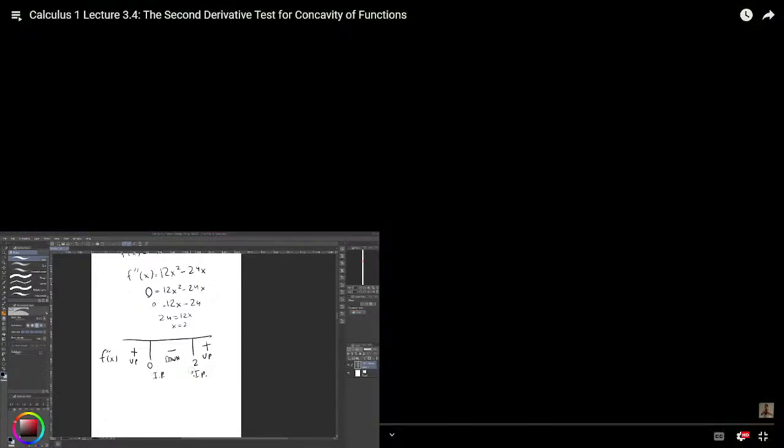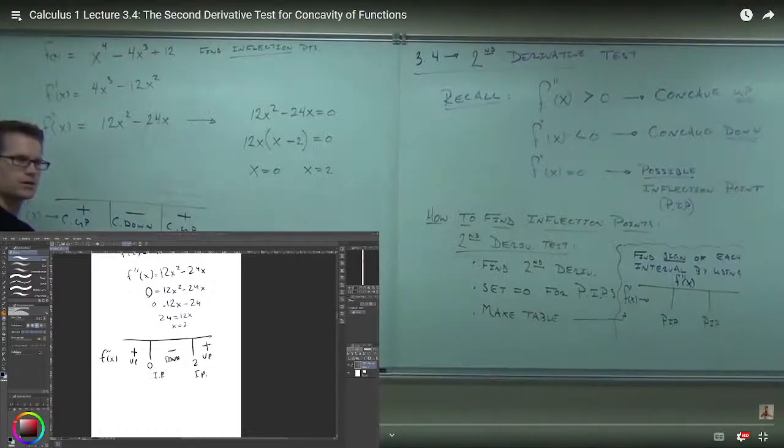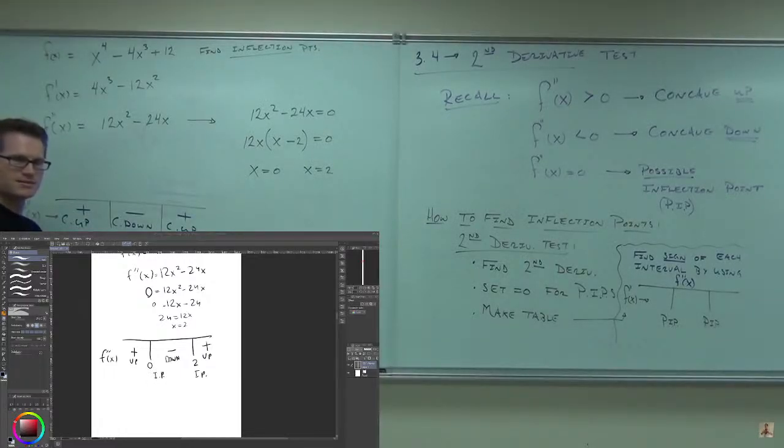Is this an inflection point? If I look at you long enough, you're going to change your answer? Maybe. I can fold under pressure. Concave down to concave up, did it change? Then that's certainly an inflection point.